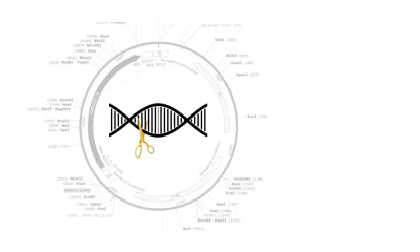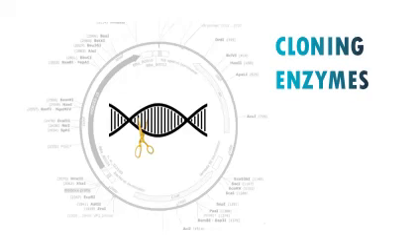Now I'm going to discuss cloning enzymes. Now what is the basic definition of cloning? Cloning is a process of generating a genetically identical copy of a cell or an organism. Or in other words, it is a technique that scientists use to make exact genetic copies of living things.